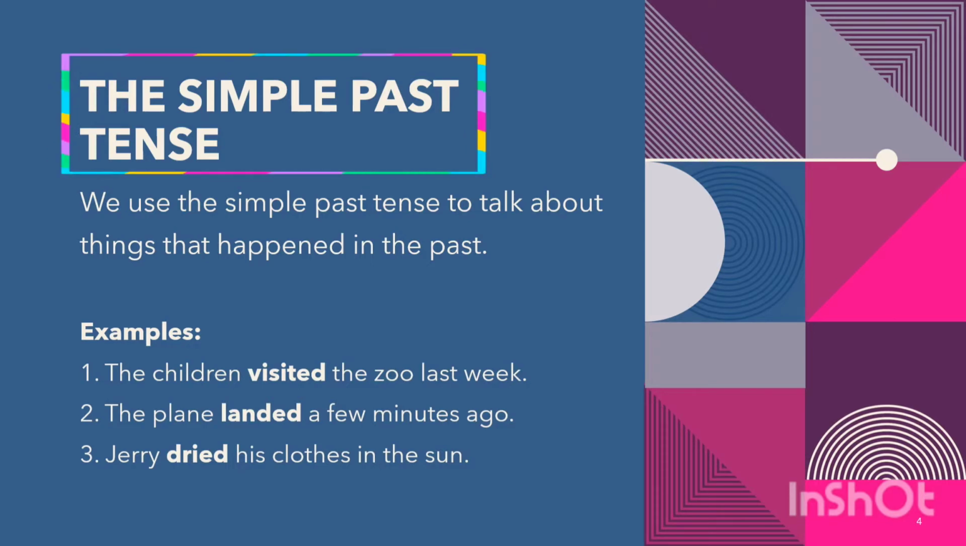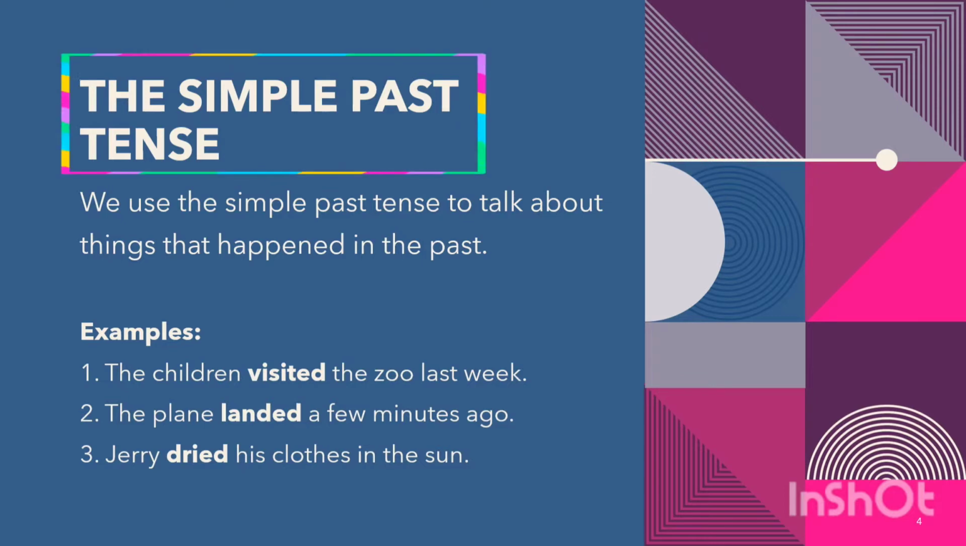Look at sentence 1, for example. The children visited the zoo last week. So this action took place last week. So that's why we changed the verb visit to visited. Let's look at number 2. The plane landed a few minutes ago.